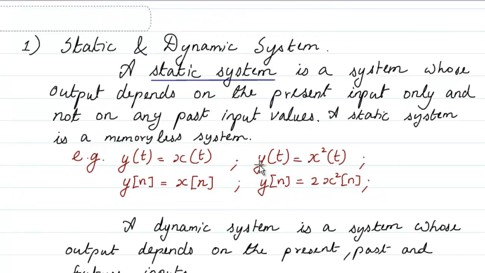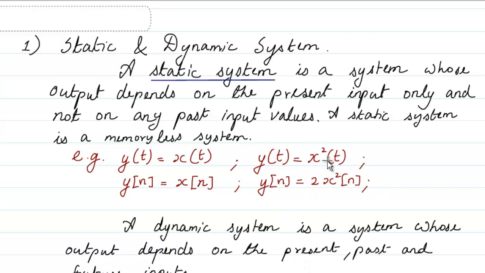Static and dynamic systems. A static system is a system whose output depends on the present input only, and it does not depend on any past input values. So whatever the present input is, that alone decides the output. Whereas in a dynamic system, the output depends on the present input, past input, and maybe even future input.